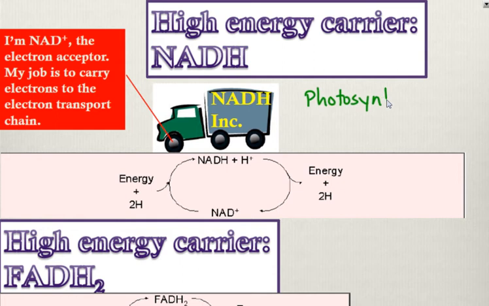Now to continue from the last video. Last video we focused on glycolysis. Key thing here, we're going to talk about high energy carriers. In photosynthesis we talked about NADPH. Big thing here, that P, think of photosynthesis.